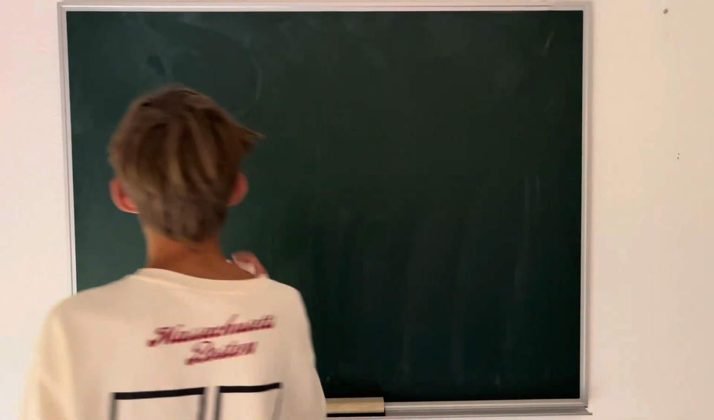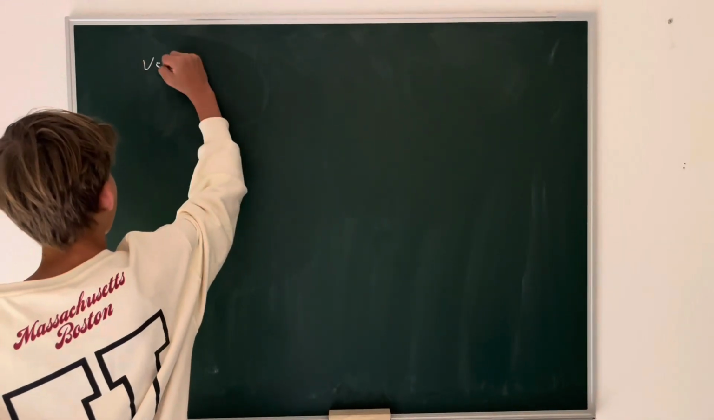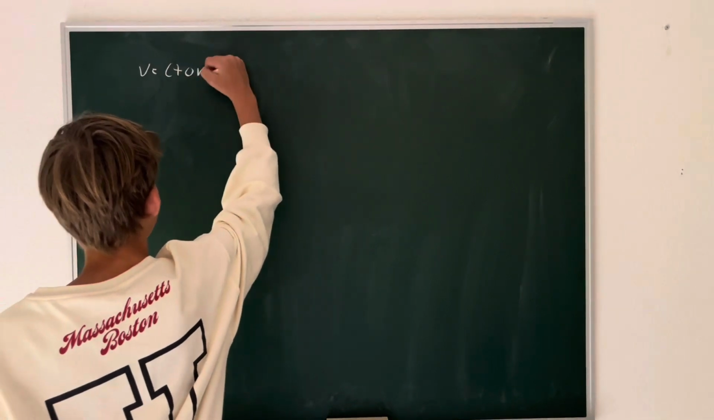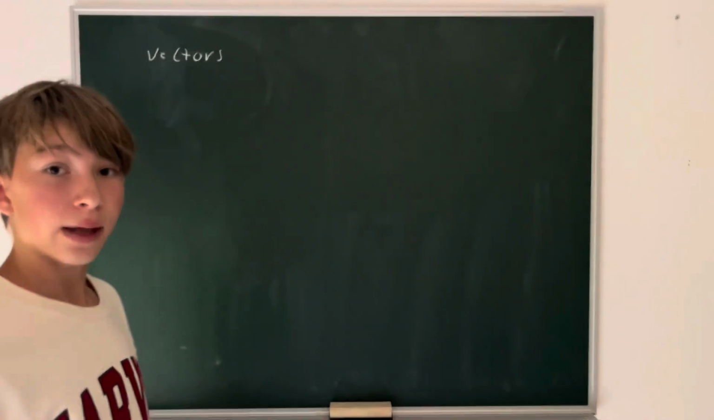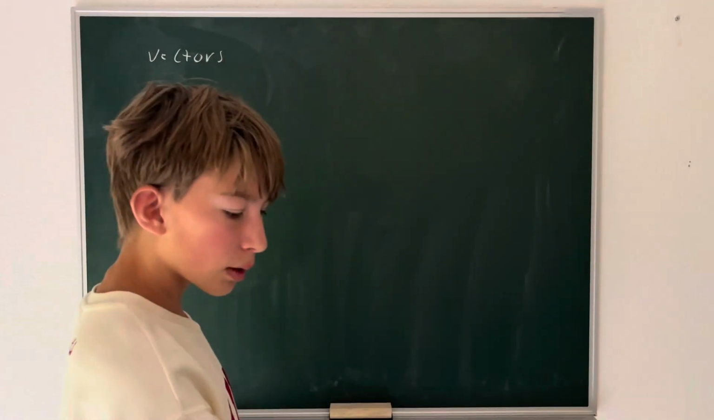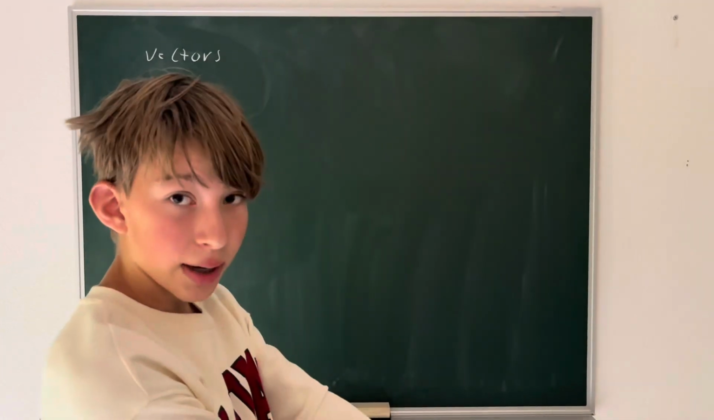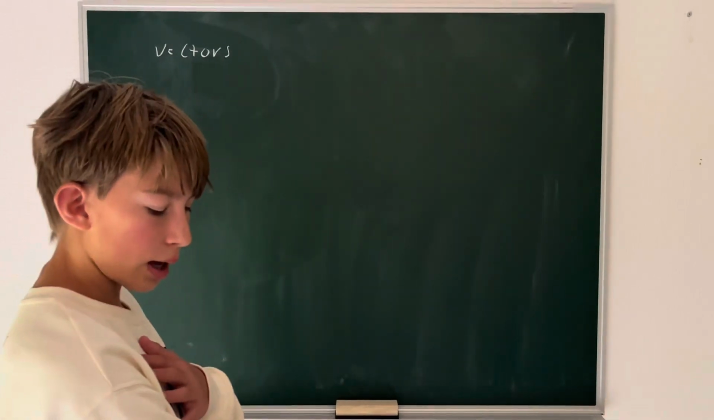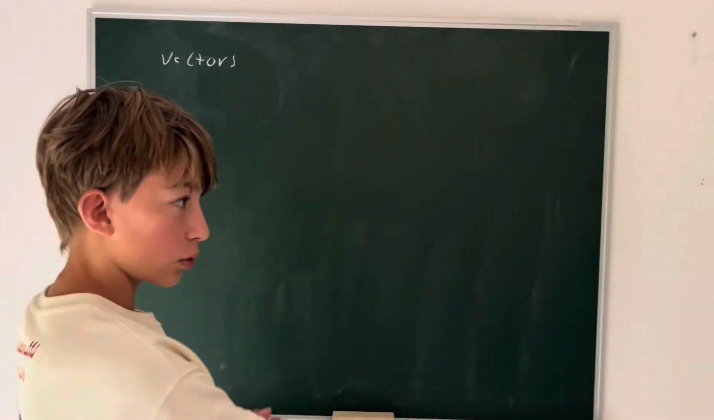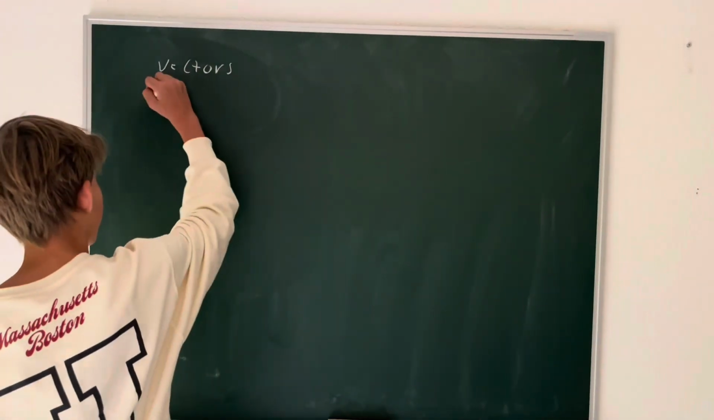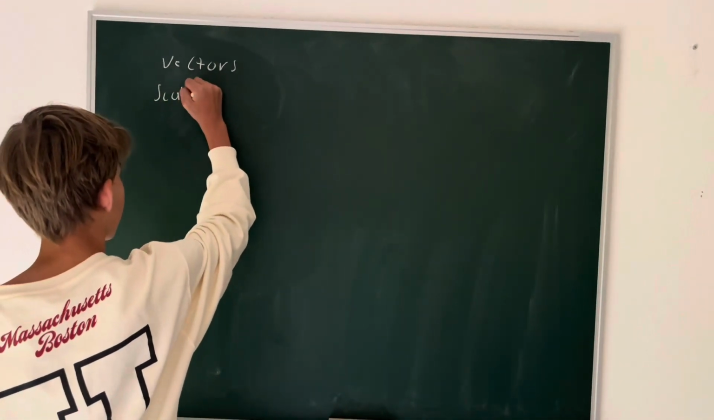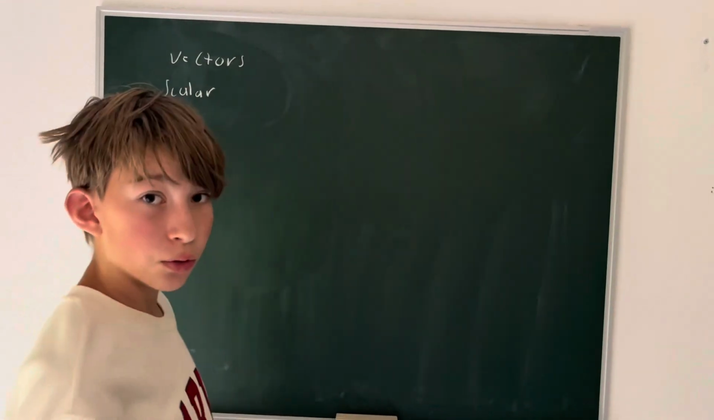So today we can talk about vectors. Vectors in space have a direction and magnitude. For example, my arm has a magnitude, which is the length, and direction, which is where I'm pointing it. But a scalar has magnitude only.